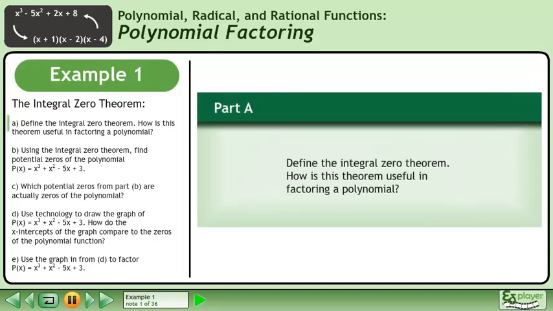We will begin this lesson by learning about the integral zero theorem. In Part A, we'll define the integral zero theorem and answer the question, how is this theorem useful in factoring a polynomial?